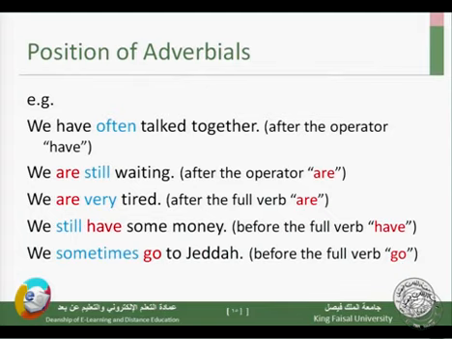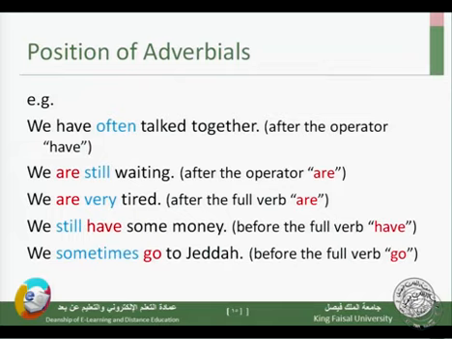Okay, here often comes after the operator have. We have a complex verbal group, have talked. Have is the operator. It can be used to form a question. It can be used to form a negative. It does different operations. You remember our discussion previously. So here we have the adverb often after the operator have.